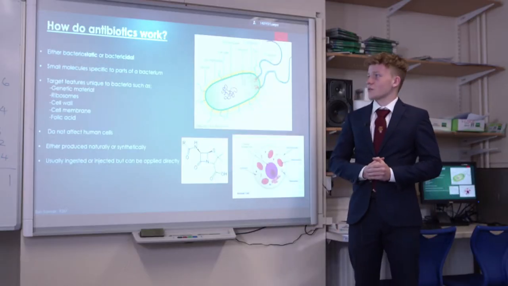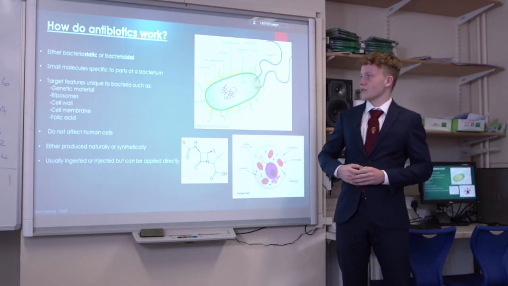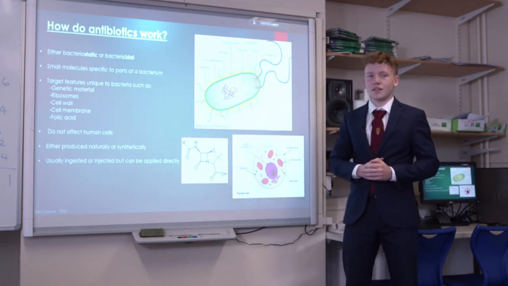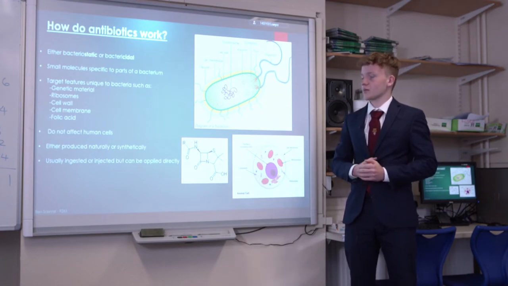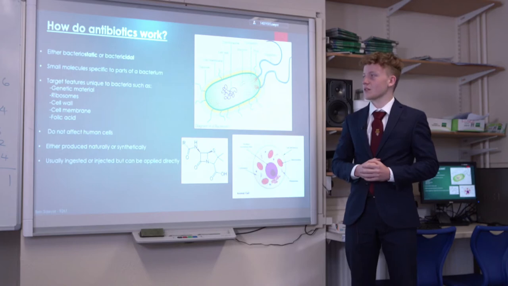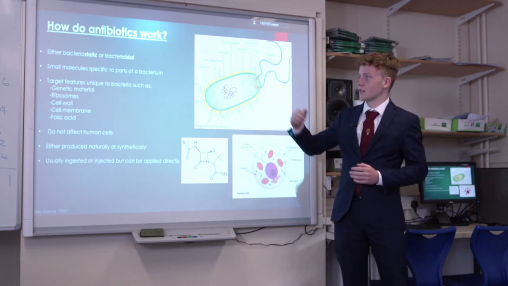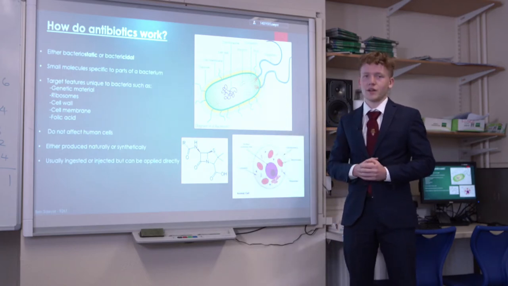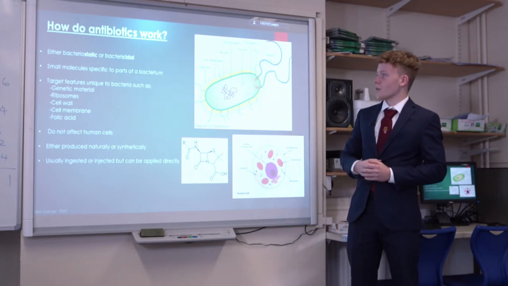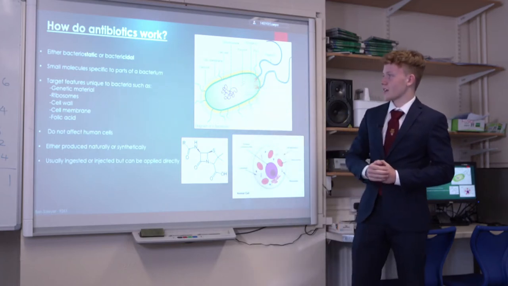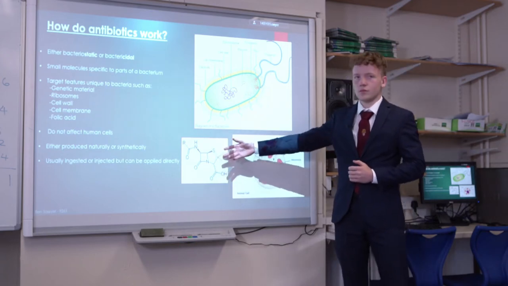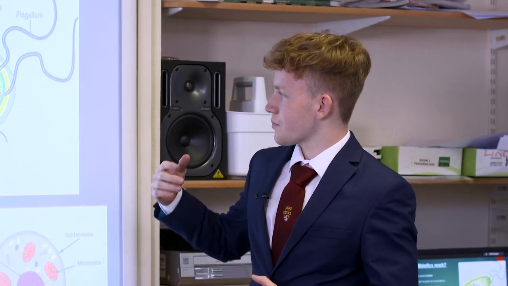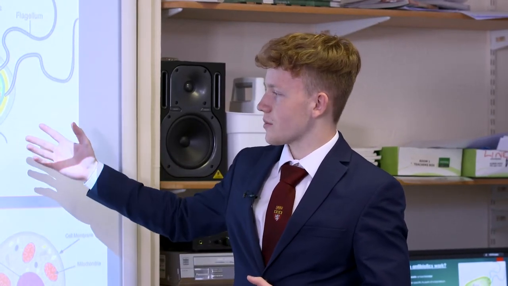So how do antibiotics work? Well, antibiotics are either bacteriostatic or bactericidal. Bacteriostatic antibiotics simply inhibit the growth of bacteria, while the bactericidal antibiotics actively kill the bacteria. The way they work is that they're small molecules and they're specific to specific parts of a bacteria. So here's an example of one. They're very small, basic molecules. And they work essentially by targeting features which are specific to bacteria.